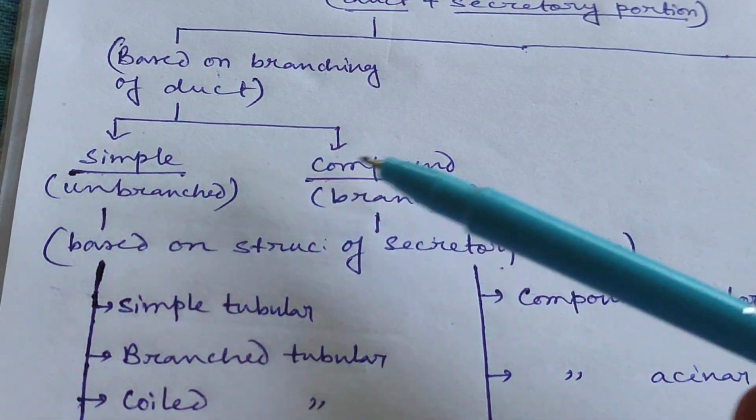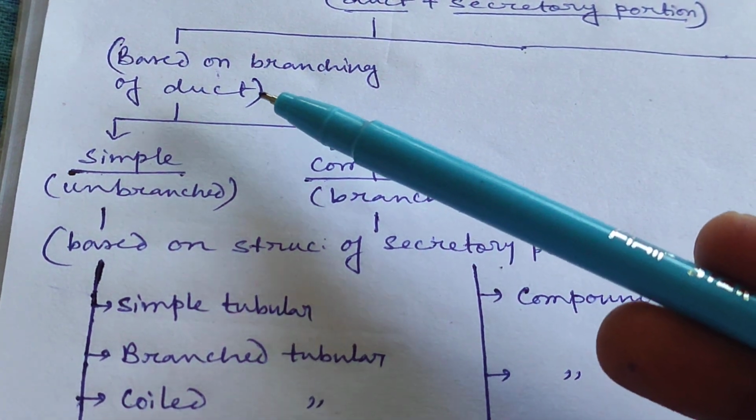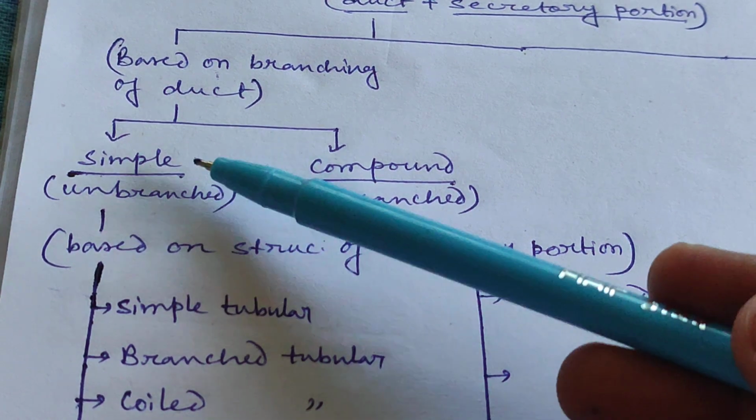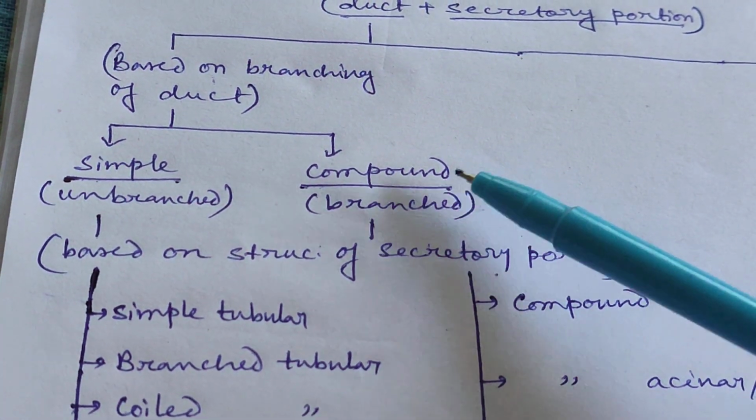So now the first type, based on the branching of duct, we can divide it into two types: simple type and compound type. When the duct of the exocrine gland is unbranched, we call it simple gland, and when it is branched, we call it compound gland.